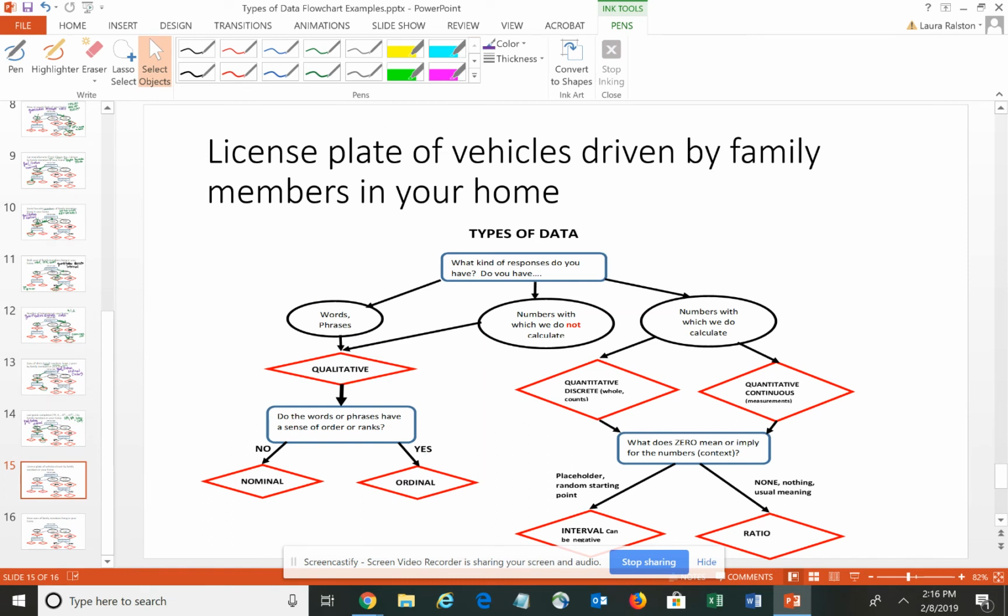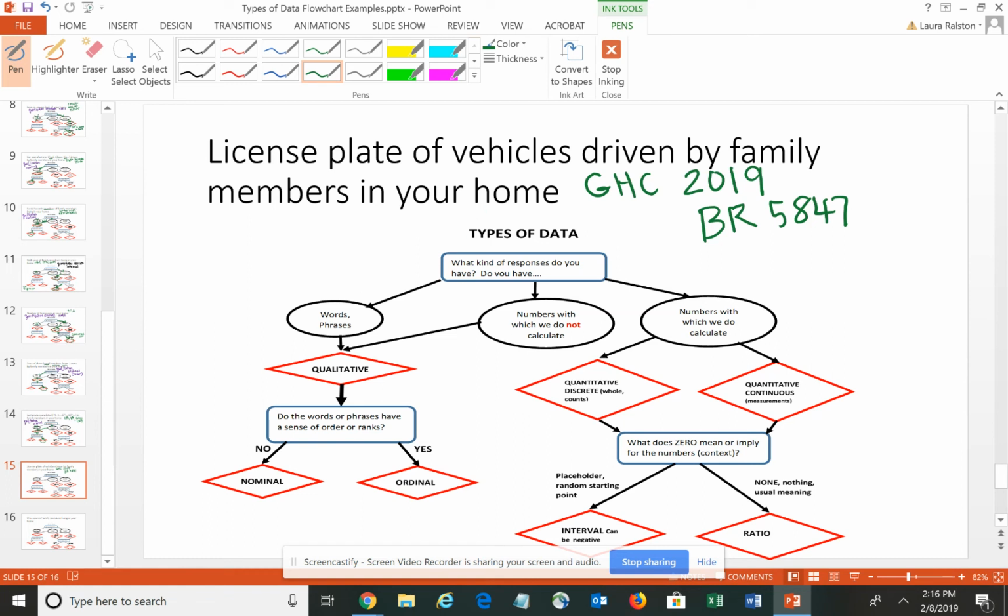All right, finally, the license plate of vehicles driven by family members in your home. Okay, so license plates typically have some letters, some numbers. It might be something like GHC 2019 could be a license plate number. It might be like BR 5847. So you can have letters and numbers. So you kind of got a combination going on there.